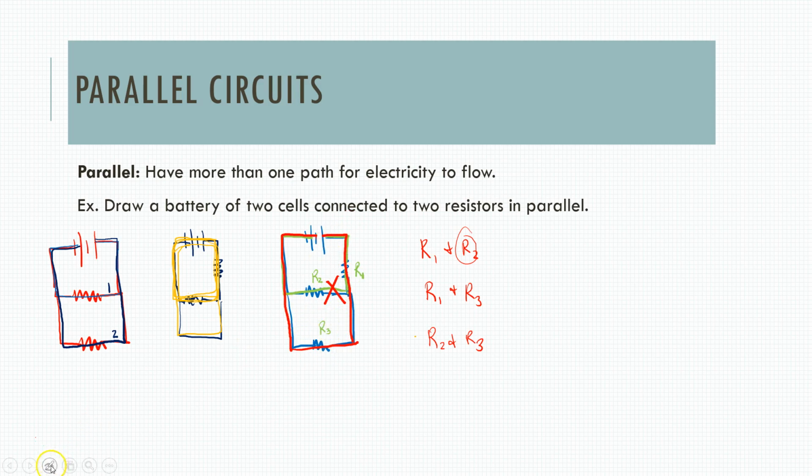Now, what if I broke it, we'll do it in darker blue. What if I broke it right here at the blue X? We break our line right there. Well, then in that case, nothing is going to happen because we've cut the flow off before it can ever get through any of the resistors. There's no path for it to take.